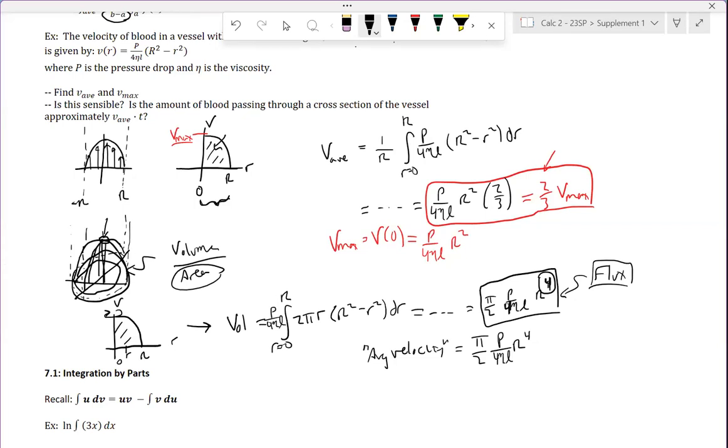So this is my flux times 1 over. And then the area of this circle on the bottom here is going to be what's in a circle of radius big R. So it's pi big R squared. So I see my pi's go away. I see my R to the 4th becomes an R squared. And I have 1/2 P over 4 beta L R squared.